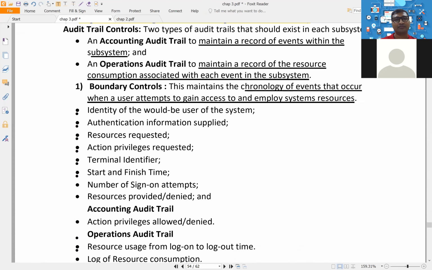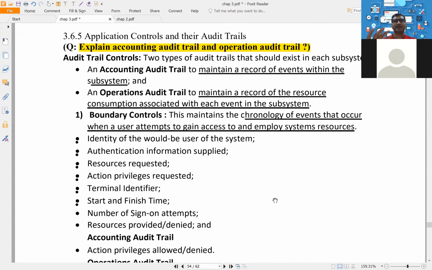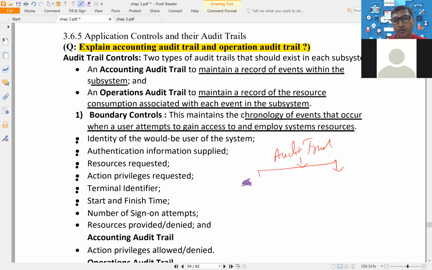Now, application controls and their audit trails, an important topic. I told you that there are two types of audit trails, and I have already given you the diagram also. If you remember, one is accounting audit trails, and another is operational audit trails. Two types of audit trails.